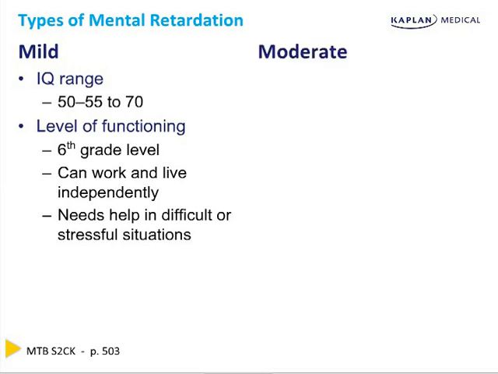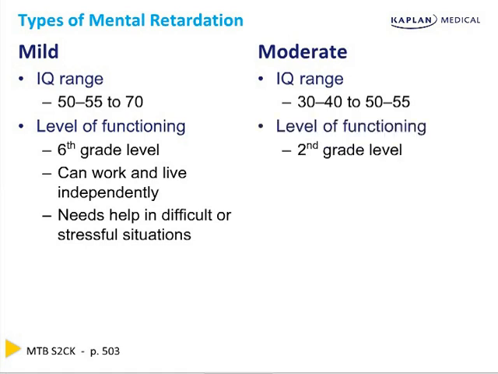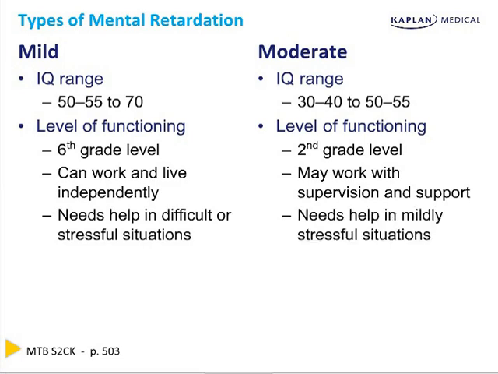If the IQ range comes back and it's between 30 to 55, you'd expect a lower level of functioning, and that's what you do see. You see people functioning at the 2nd grade level, and you're not going to see so much working and living independently as requiring supervision and support. And these people tend to do less well in stressful situations. Even in mildly stressful situations, they might need extra help.